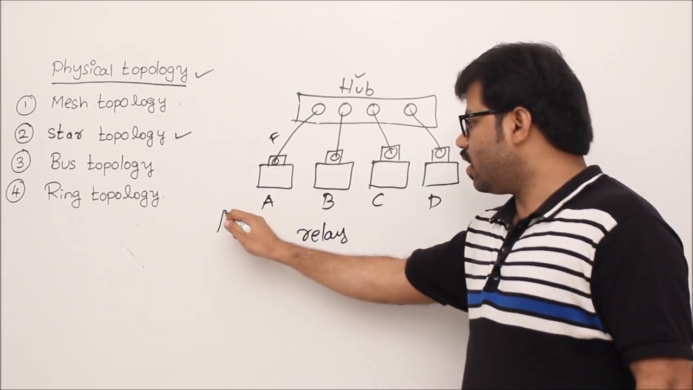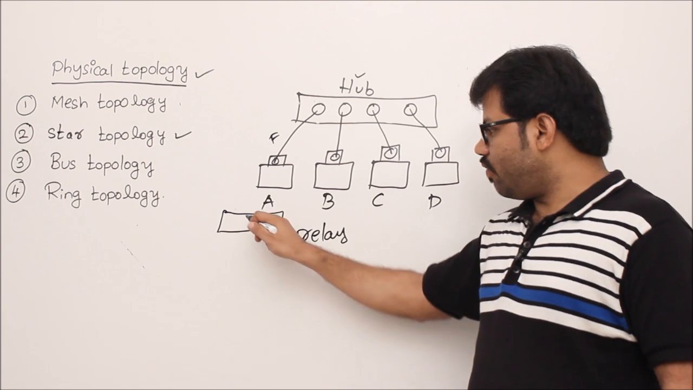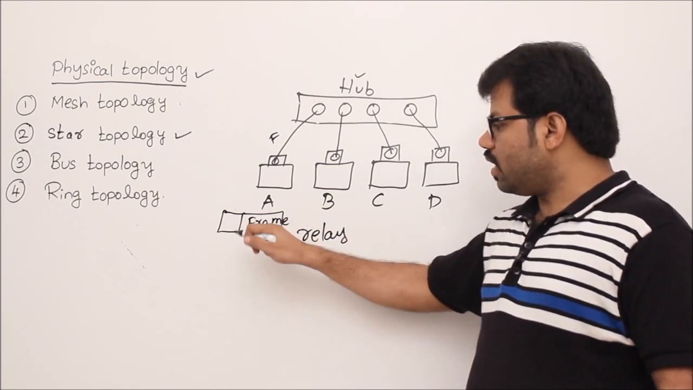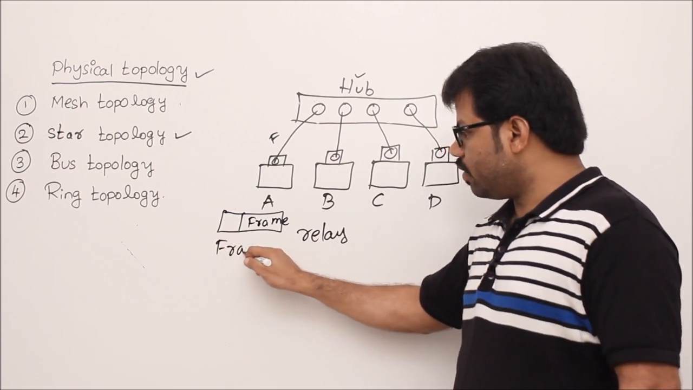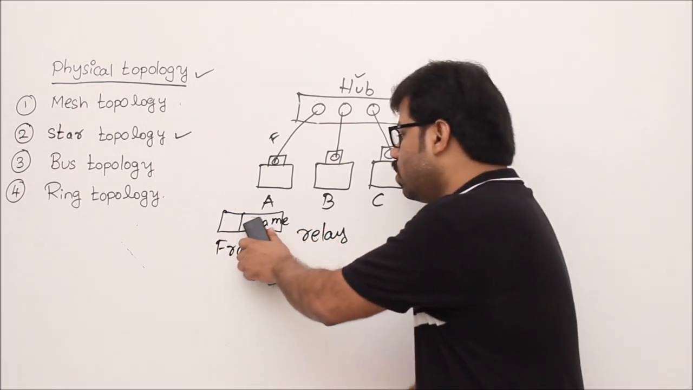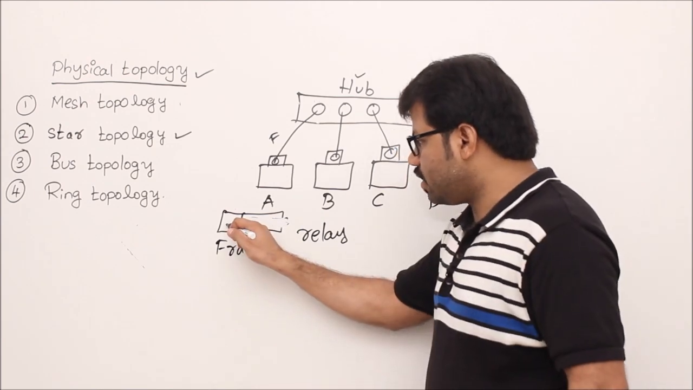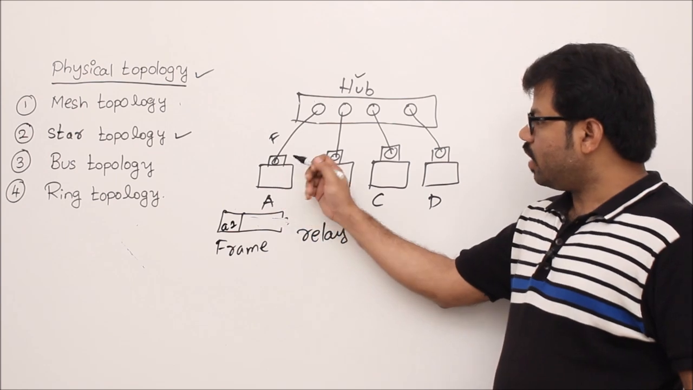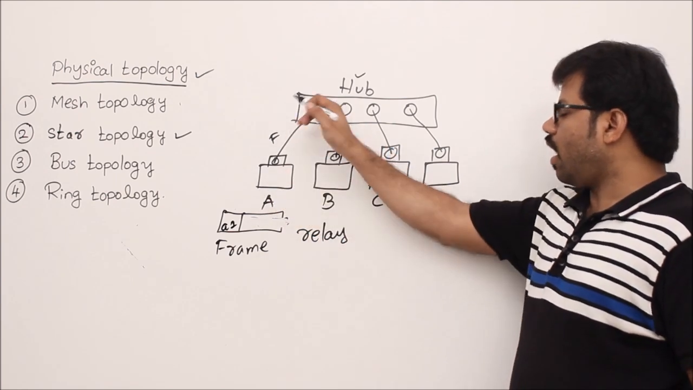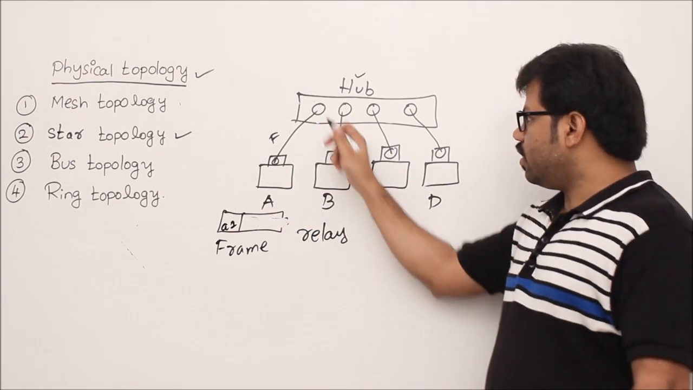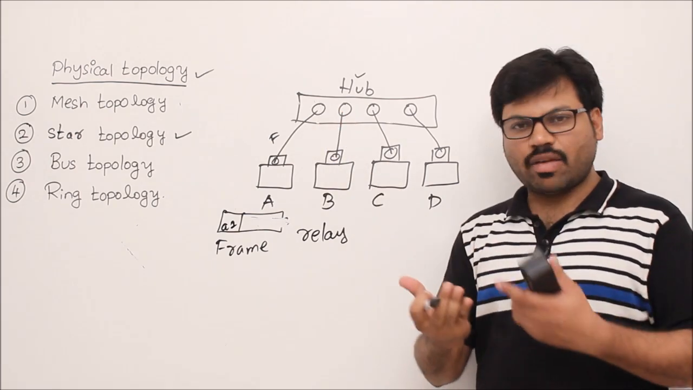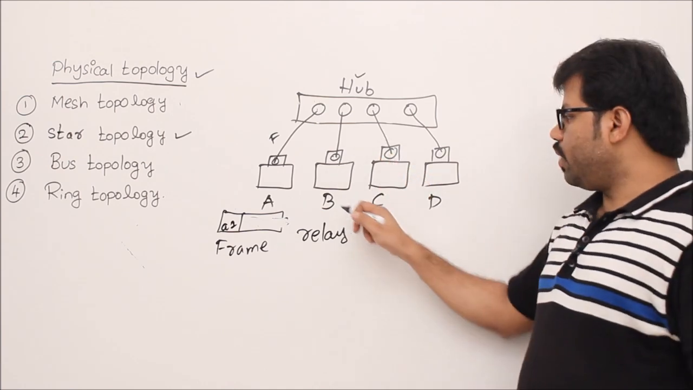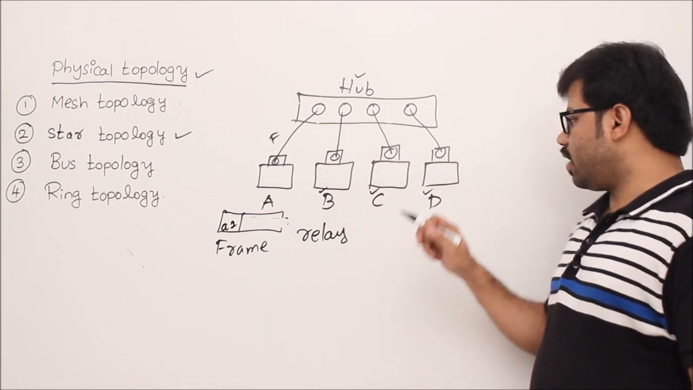Now we already know that we are not simply sending the data, we are sending a frame. This entire thing is a frame, and in this frame we will also have an address. Now when you send such a frame, for example A sends it, the hub won't examine the address or anything. Directly it will be relayed. Now B will get it, C will get it, D will get it.